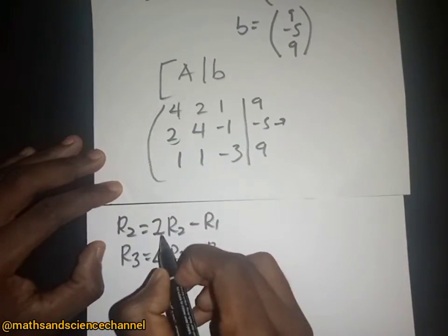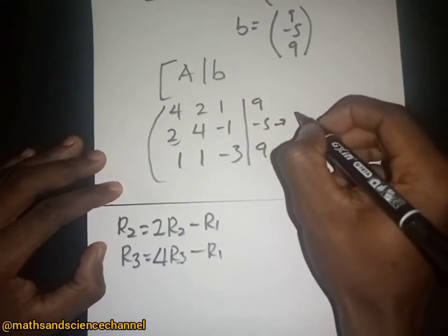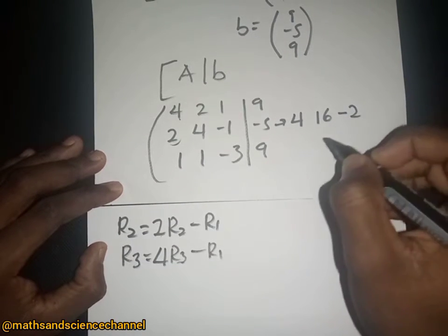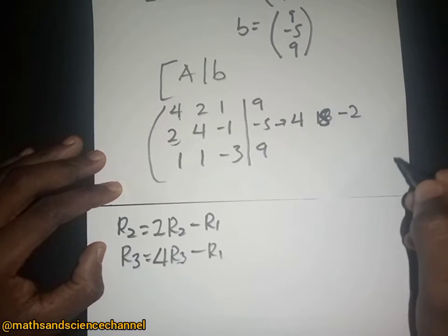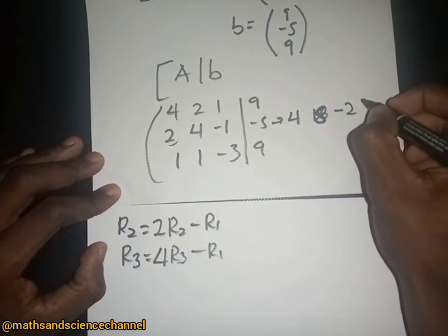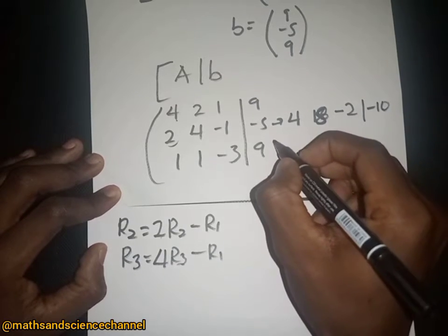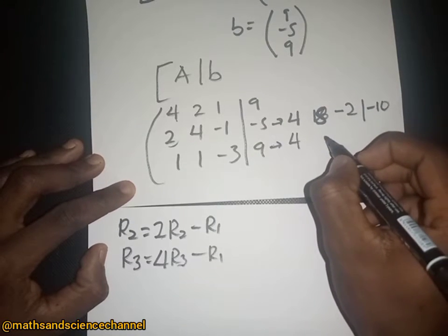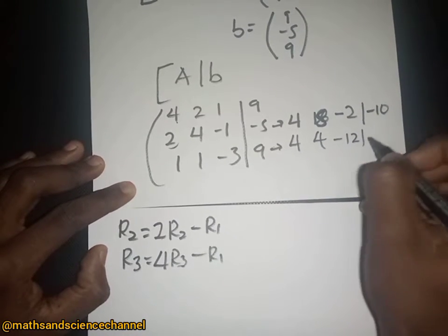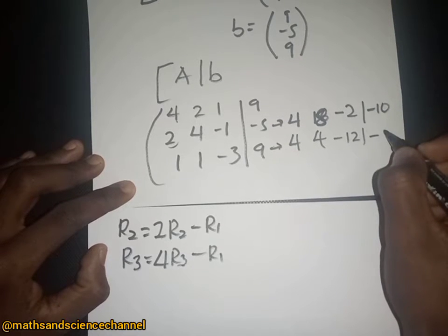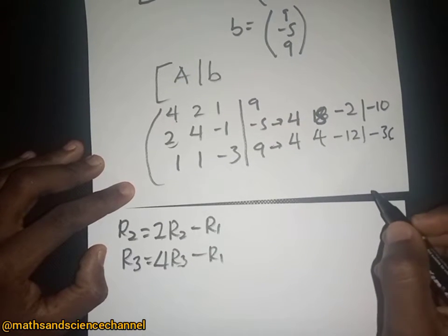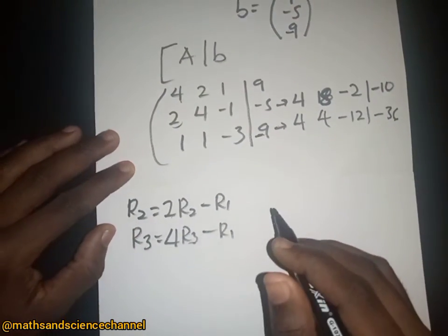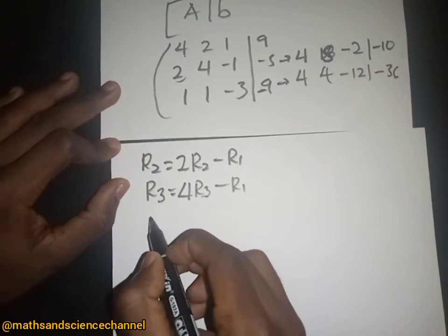When we multiply row 2 by 2, we get 4, 16, -2, and then 8, then -2 and -10. Then we multiply through row 3 by 4. We have 4, another 4, -12, and then -36. Remember, this is negative. So when we subtract, let's write.